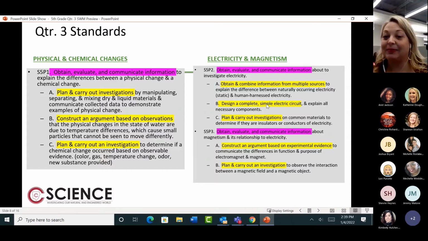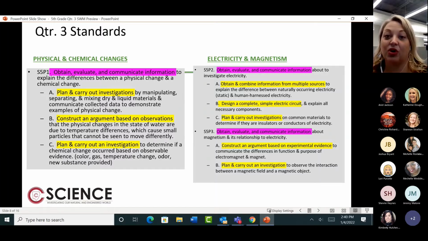B is design and complete a simple electric circuit and explain all the components. That's pretty easy. That's kind of unpacked into its simplest form. Simple electric circuit and labeling all the components. C, plan and carry out investigations on common materials to determine if they're insulators or conductors. So that means we're going to have to do some hands-on science where we have common materials and they're testing them out.